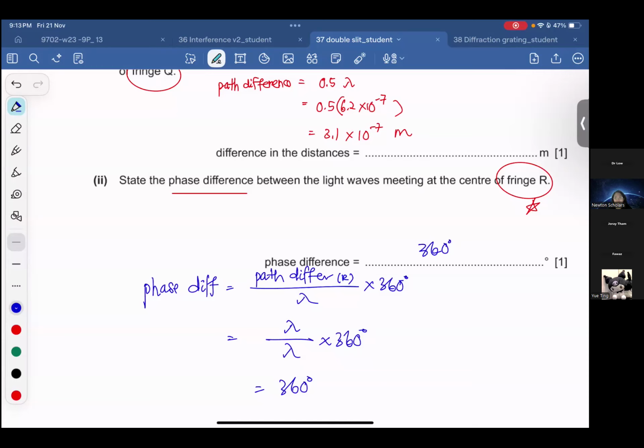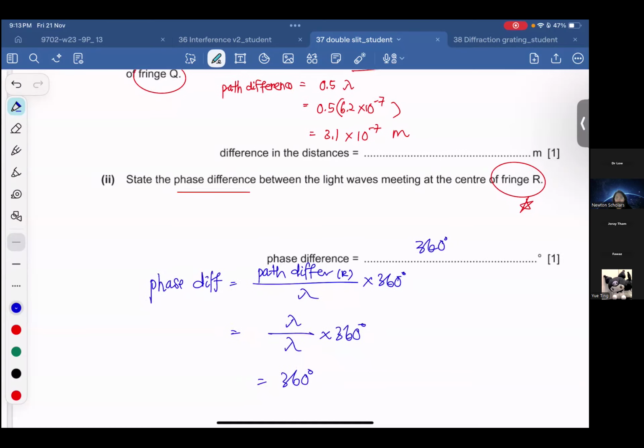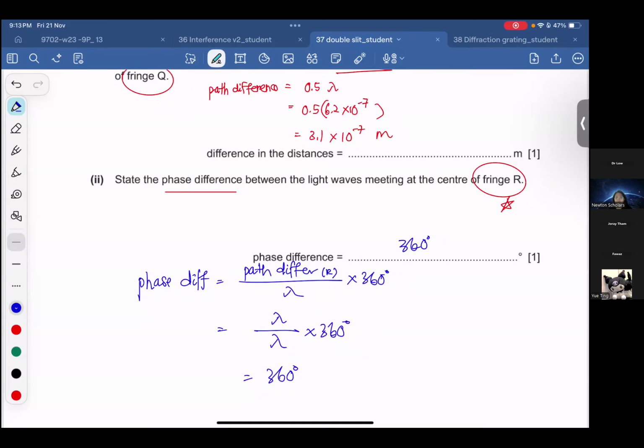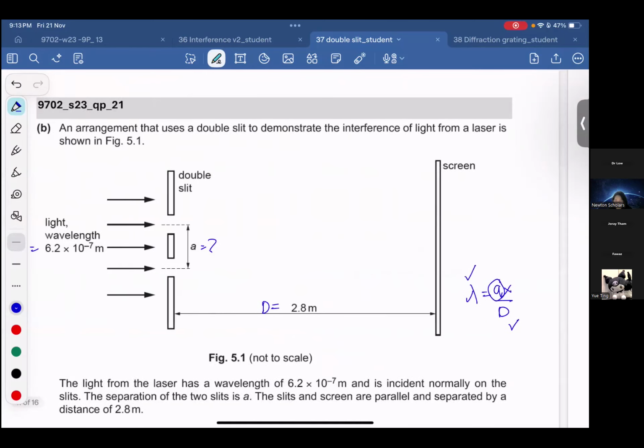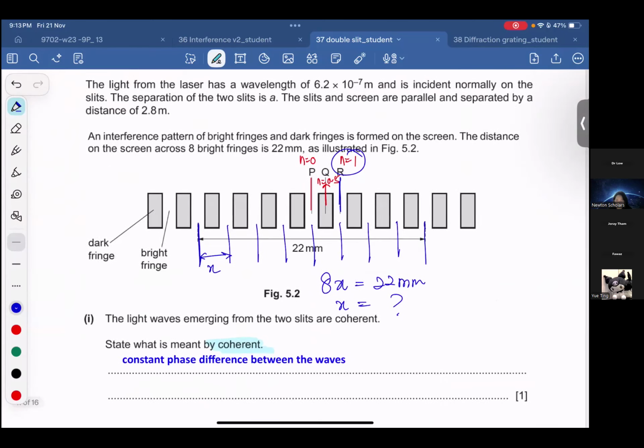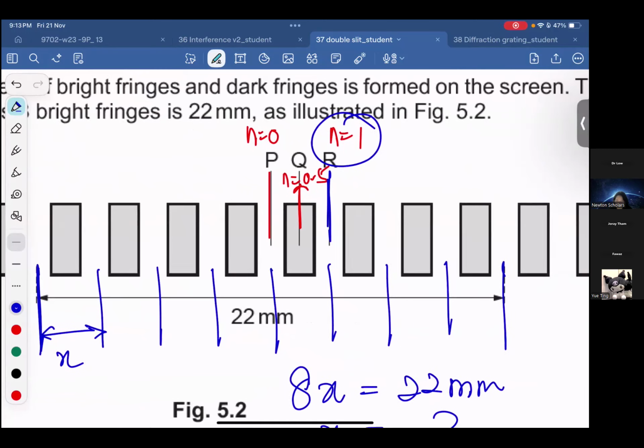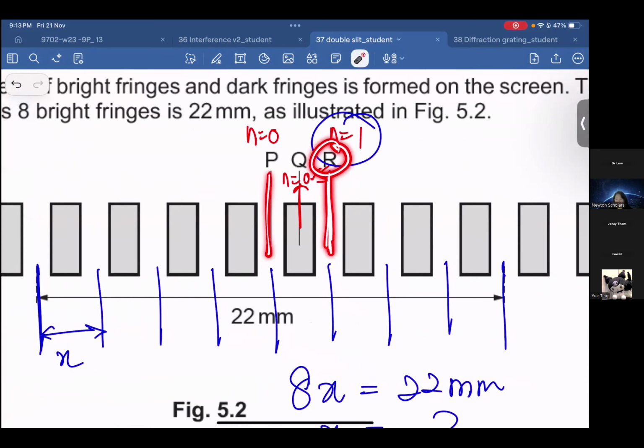In phase, then destructive interference? No, it's constructive, dear. See, Manjo asking a question: for the R here, this is a bright fringe, then goes to bright fringe. R is a bright fringe. It's a whole number. Can you see that? For Q, that is destructive. You see 0.5, got 0.5 wavelength. That is destructive.